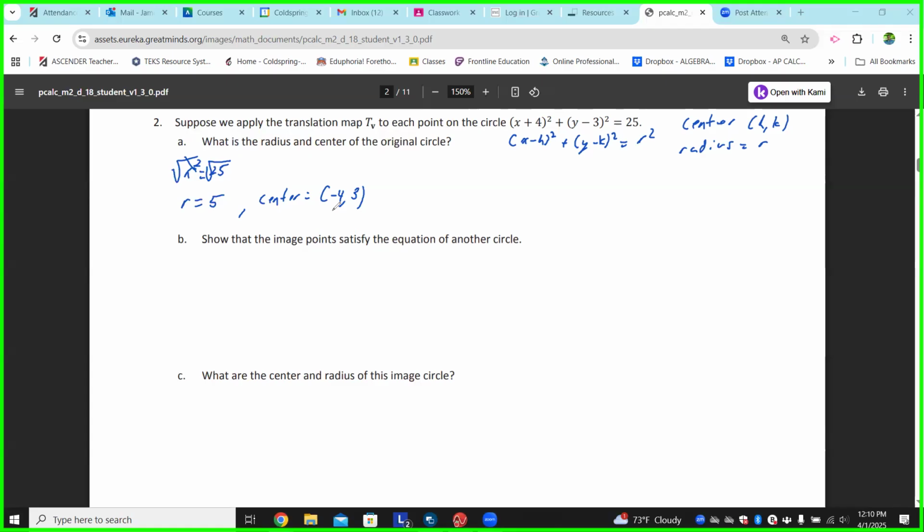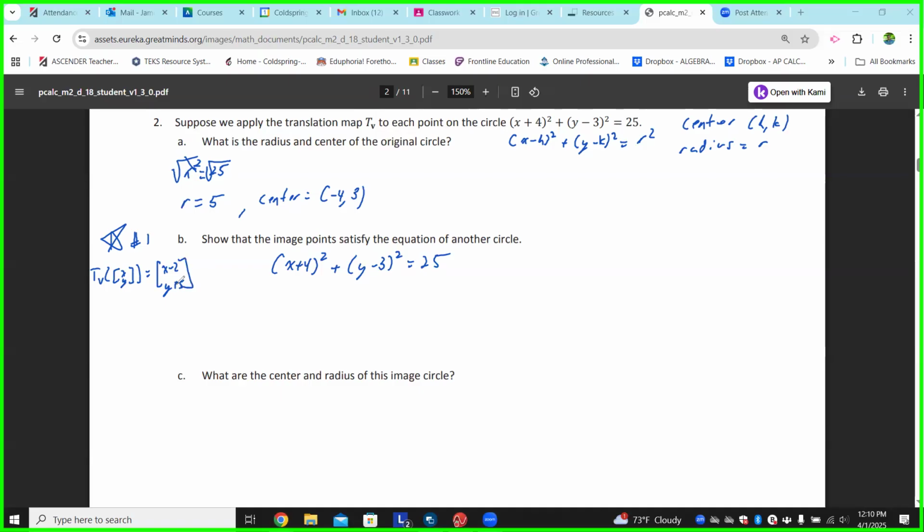Part B, show that the image point satisfies the equations of another circle. All right. Basically, what that means is if we use TV as our transformation, here's our original equation. X plus 4 squared plus y minus 3 squared equals 25. This is our original equation. This is what was on number 1 from above. It was TV of x, y, x minus 2, y plus 5.